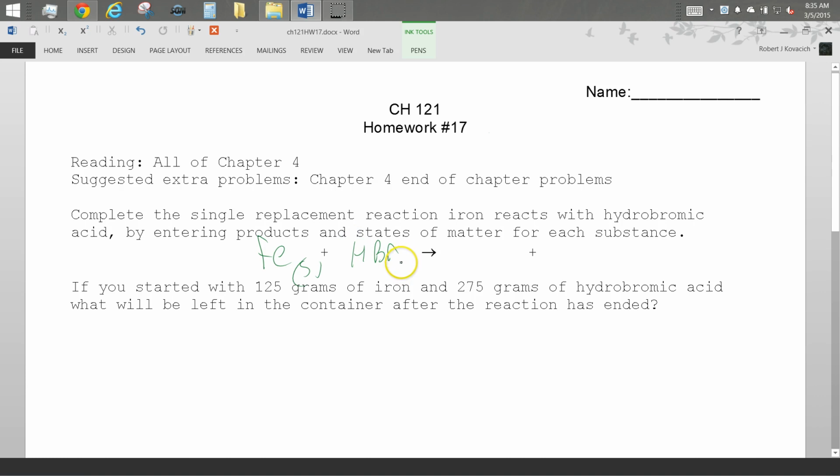Aqueous. What are our options for acids? Soluble. State. Aqueous or what? Gas. And so this would be tough to work with if I had iron solid and some hydrobromic acid gas, so aqueous is what we almost always work with. And so what am I going to have on the other side here?